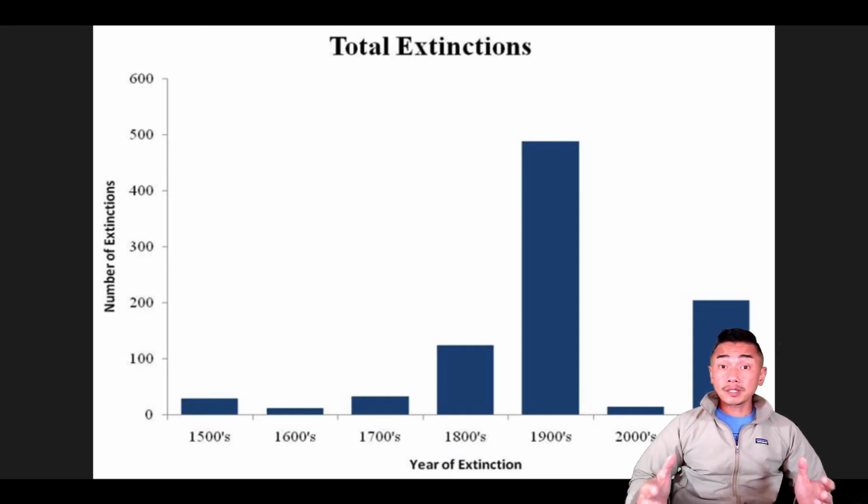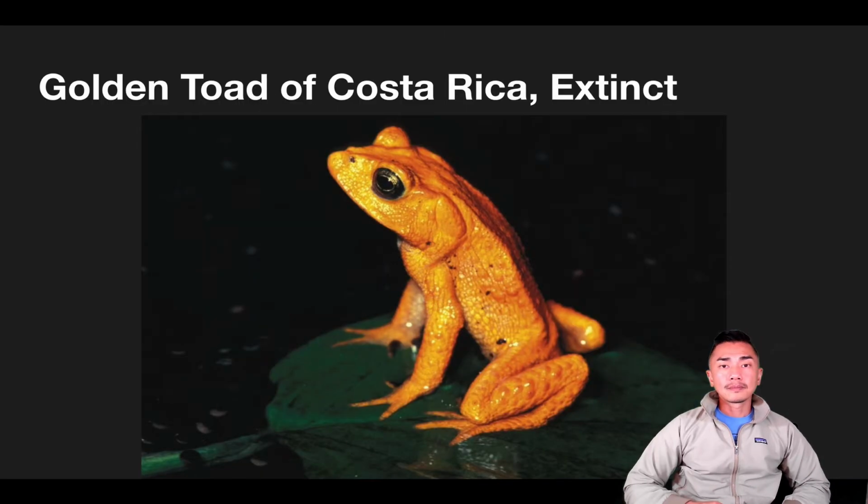Species are going extinct at an alarming rate. This rate seems to be accelerating if you look at the number of known extinctions over time. The golden toad of Costa Rica, pictured here, was last seen in 1989. We believe that this species went extinct due to either climate change or a fungal infection.